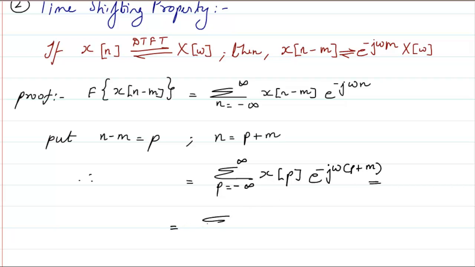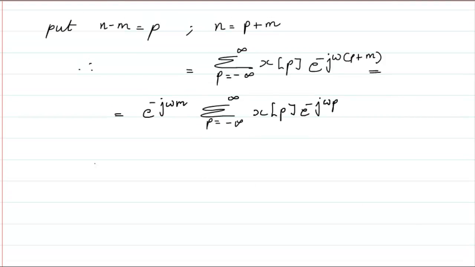From which I can take this m component outside and write this as summation p is equal to minus infinity to infinity x of p e raised to power minus j omega p, and the other e raised to power minus j omega m I will take outside because it is not dependent on p, and only this much factor needs to be inside the bracket. Therefore this is equal to e raised to power minus j omega m, and this whole thing can be written as capital X of omega.